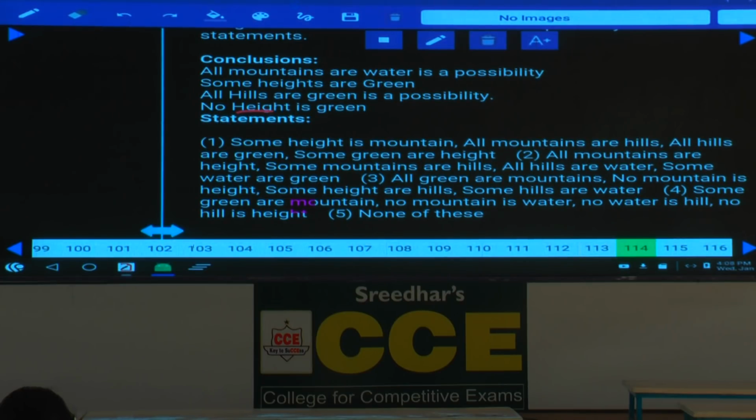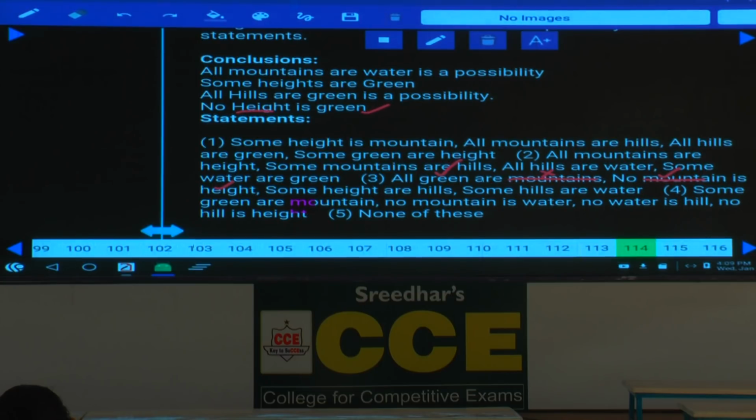Mountain and green, now the first two statements can be added. If you combine the first and the second, all green are mountain, tick and tick. No mountain is height, tick and tick, middle term mountain distributed. Then what is left over here? Green and height. That means "No height is green" can definitely be drawn, isn't it? No height is green can be drawn.